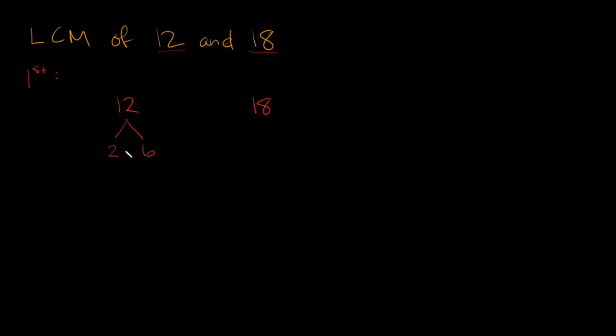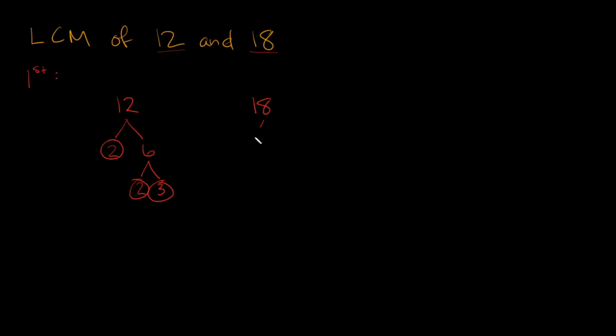Do I have any prime numbers? Yes. 2. So I'm going to circle it. 6 is composite, so I can keep breaking it down. So I can break it down into 2 times 3. Okay, do I have any prime numbers? Yes. 2 and 3 are both prime. There's nothing left to break down, so we're done.